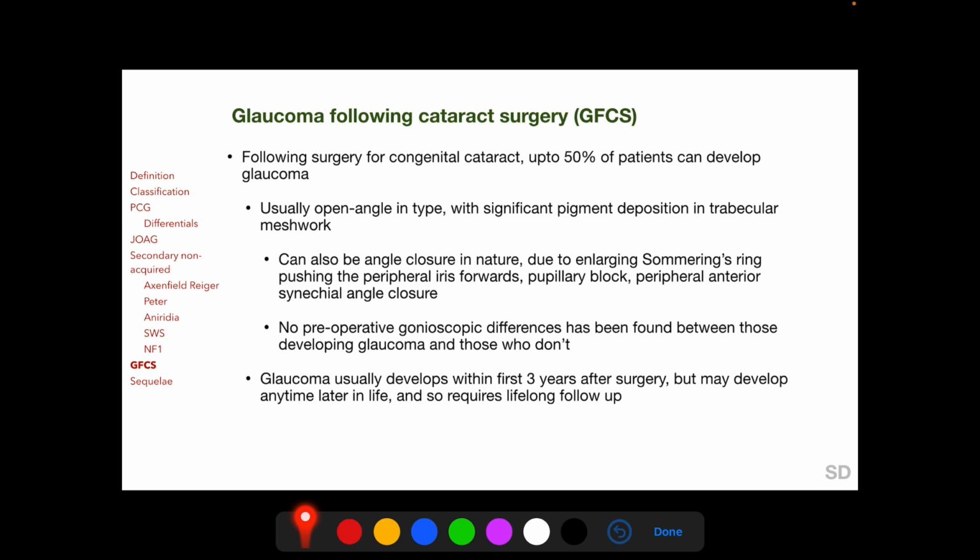But prior to cataract surgery, no gonioscopic difference can be found between patients developing glaucoma after cataract surgery and those who don't. Glaucoma usually develops within the first 3 years following surgery for congenital cataract, but may develop anytime later in life, and so patients undergoing surgery for congenital cataract early in life require lifelong follow-up, and this is very important to remember.